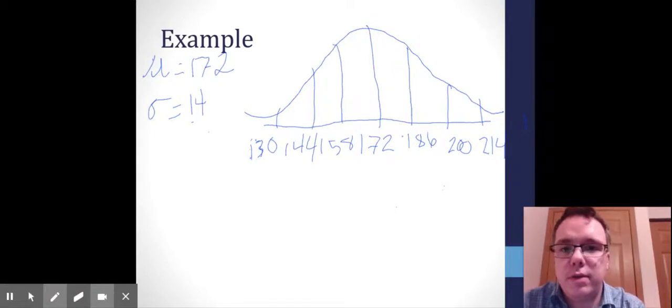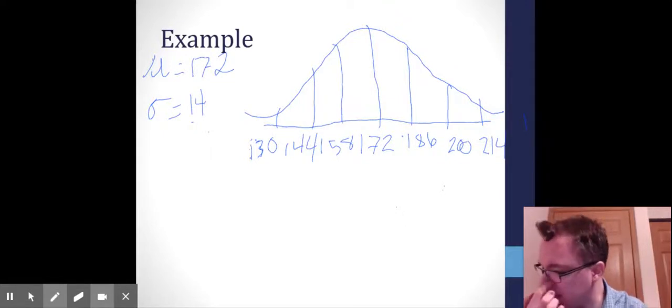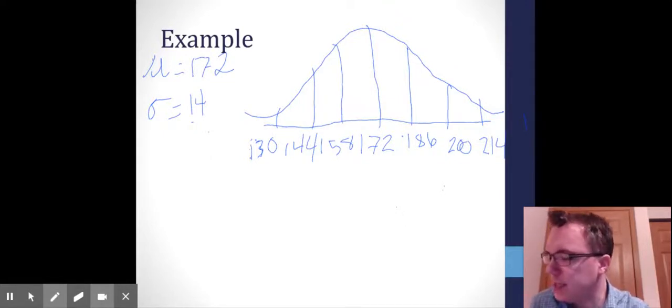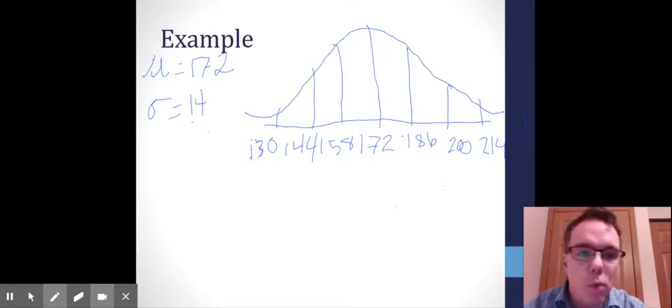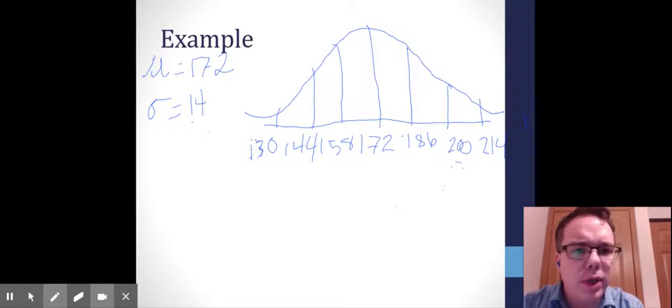All right, so I redrew everything by movie magic. Hopefully that disappears for you. Our second question was, readings higher than 200 are considered undesirable. What percent should be undesirable? So 200 is here, two standard deviations above the mean, and we want to know readings above 200. So that's above 200 and above 214.